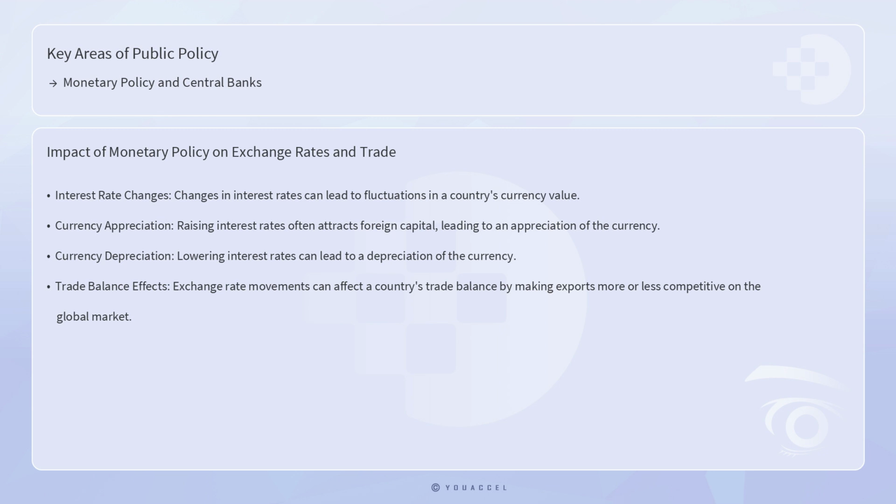Another critical aspect of monetary policy is its impact on exchange rates and international trade. Changes in interest rates can lead to fluctuations in a country's currency value. When a central bank raises interest rates, it often attracts foreign capital seeking higher returns, leading to an appreciation of the currency. Conversely, lowering interest rates can lead to a depreciation of the currency. These exchange rate movements can significantly affect a country's trade balance by making exports more or less competitive on the global market. For example, the aggressive monetary easing by the Bank of Japan in recent years has led to a depreciation of the yen, boosting Japanese exports.